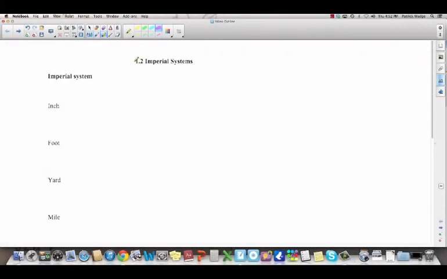Okay, section 1.2 is on imperial systems. It's very similar to 1.1. That was on the metric system. Section 1.2 is on the imperial system. So remember the imperial system, I mentioned this last time, it's a system that's still used in the United States.